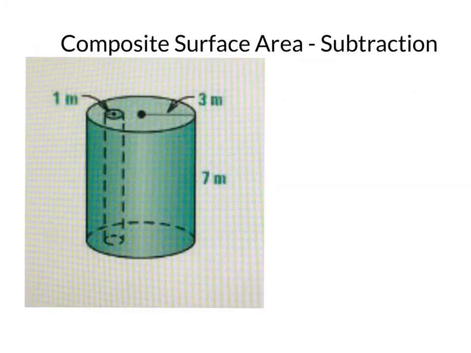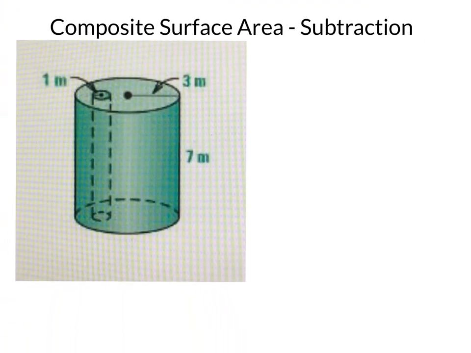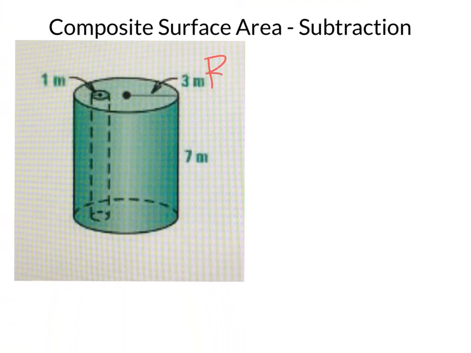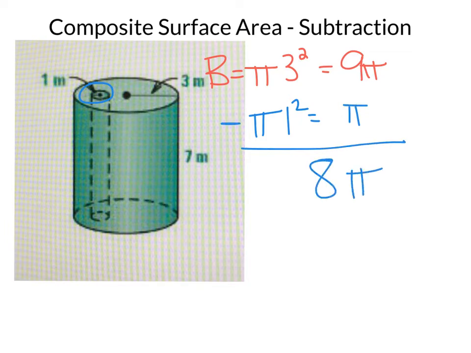Let's try another one. Oh, here we have another circle. So let's see what we can do. We have a large one. Base area is pi r squared, so pi times 3 squared, which is 9 pi. And then we have this other one with a radius of 1 here. So pi times 1 squared, which is 1 pi. So we have a total base area of 8 pi, which is the big circle minus the little circle.